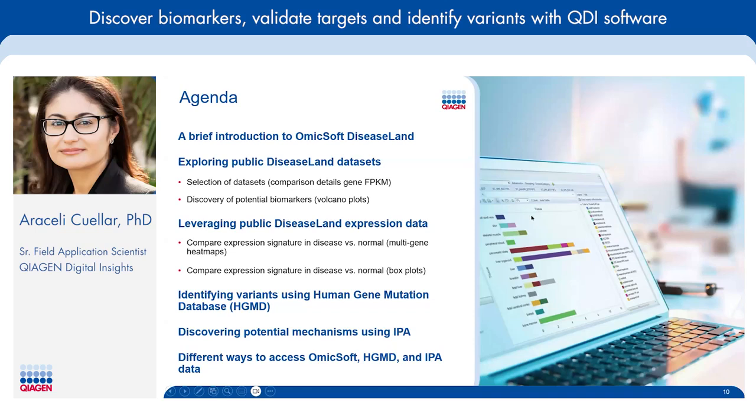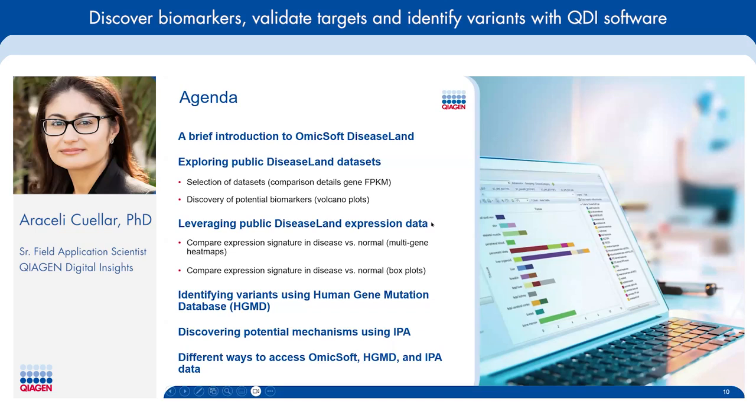So today we're going to start off with just a brief introduction to the OmicsSoft Land, just so that you guys can get a feel for what it is and what it does. And then we'll go more in depth and see how you can use the GSLand to explore public data sets. So here we're going to show you how to select different comparisons of interest and identify potential biomarkers by taking a look at how you can generate some volcano plots.